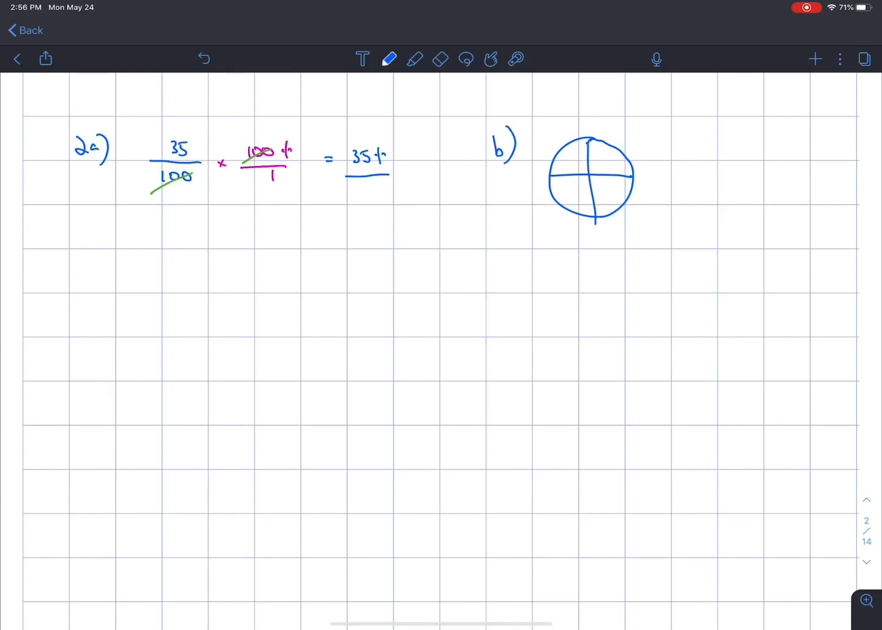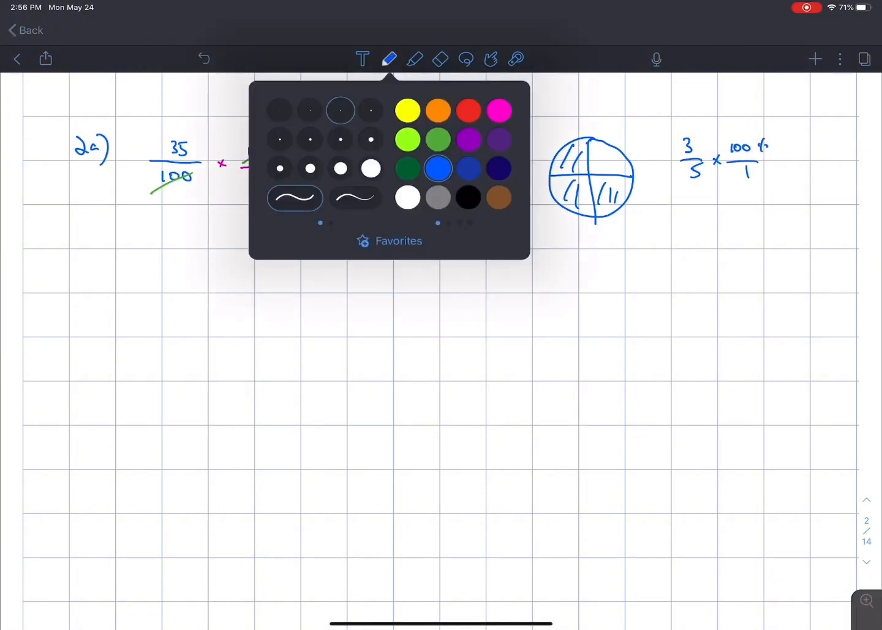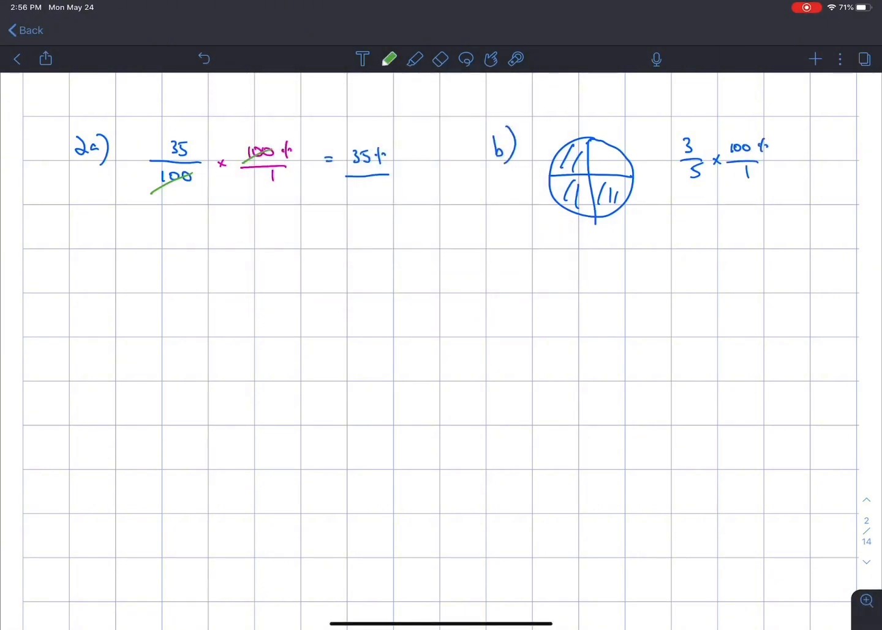So we see that there are 4 pieces and 3 of them are shaded, so that's 3 over 5. Same idea, we just multiply this by 100%, put it over 1. Again, simplify before you multiply, divide by 5 to get 1, divide by 5 to get 20, and 3 times 20 is 60. So the answer is 60%.